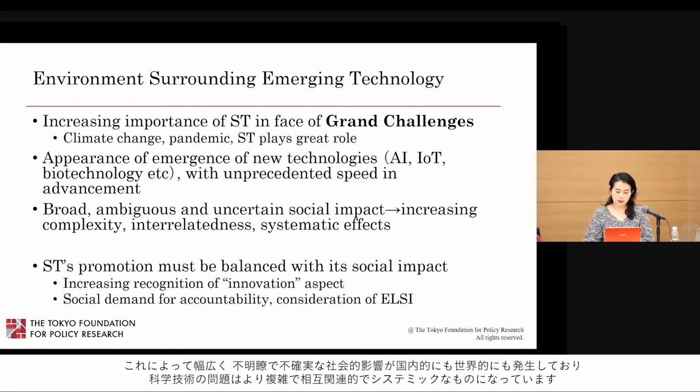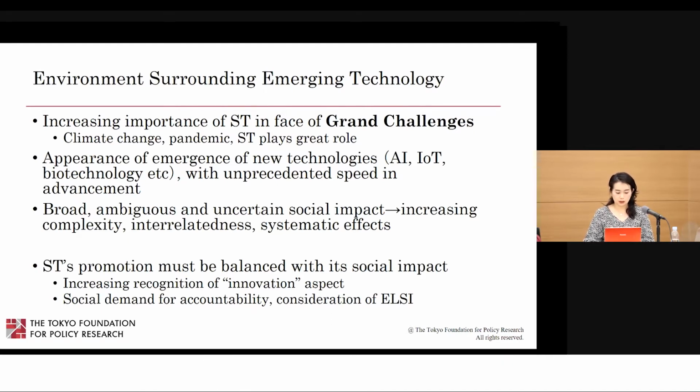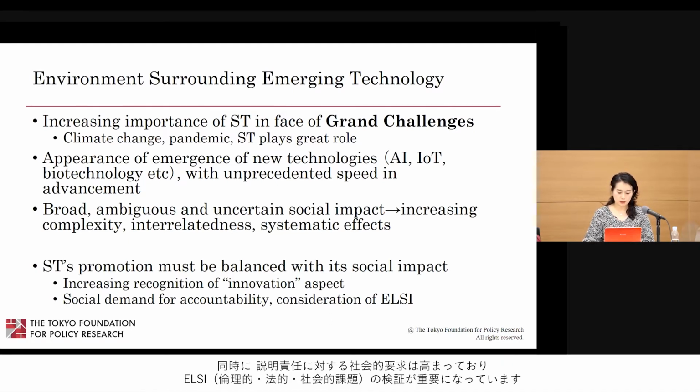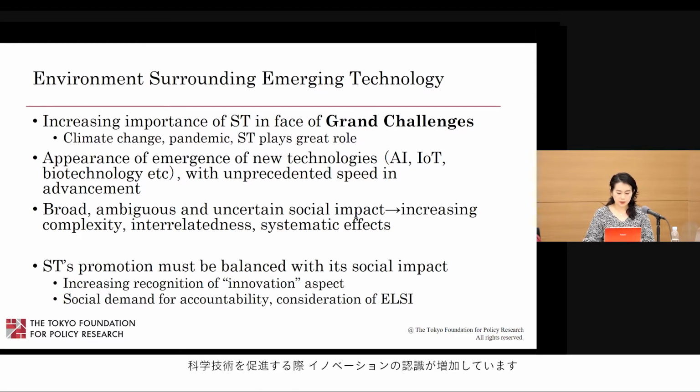Which is causing broad, ambiguous, and uncertain social impact nationally and globally, making science and technology issues more complex, interrelated, and systemic. Also, social demands are on the rise for accountability, and consideration of ELSI is important. And there is an increase in recognition of innovation when promoting science and technology. As such, the promotion of science and technology must be balanced with the social implications.